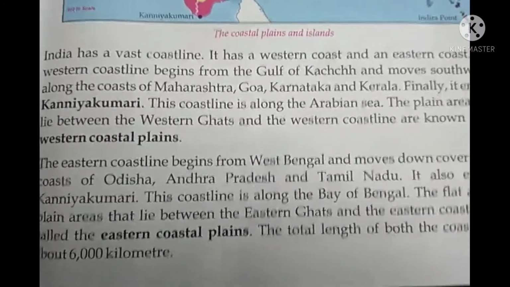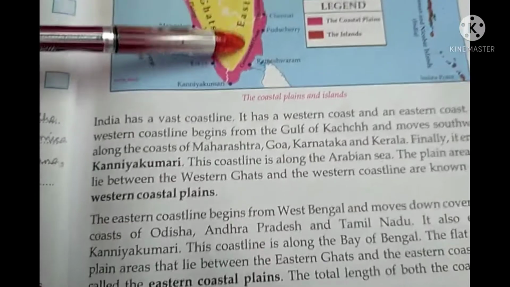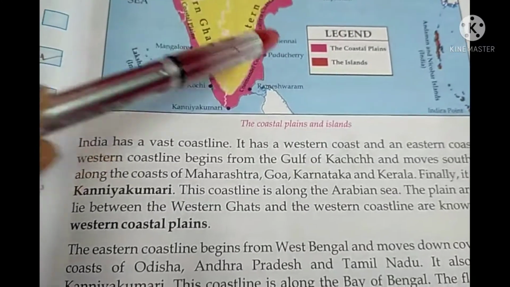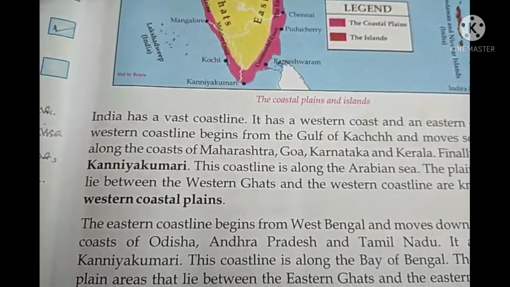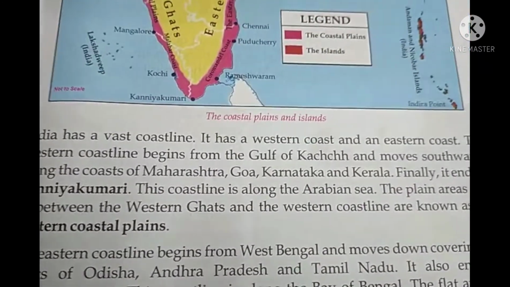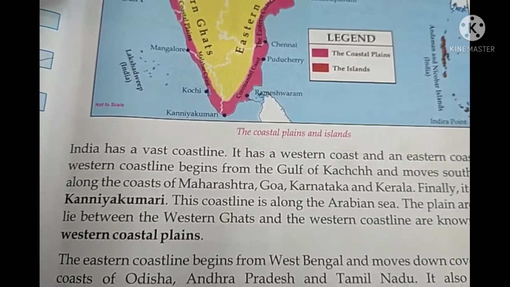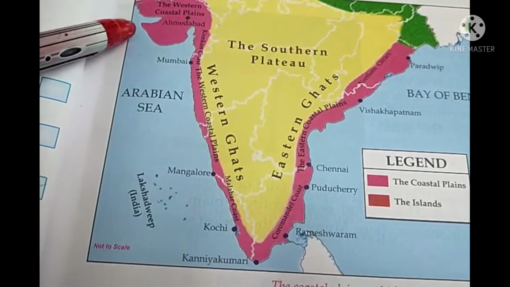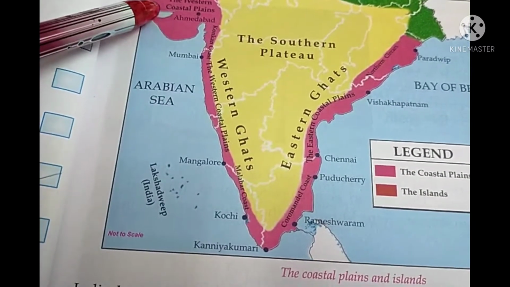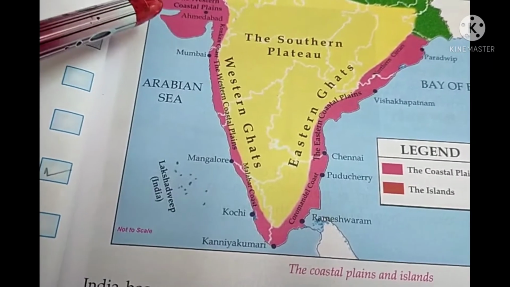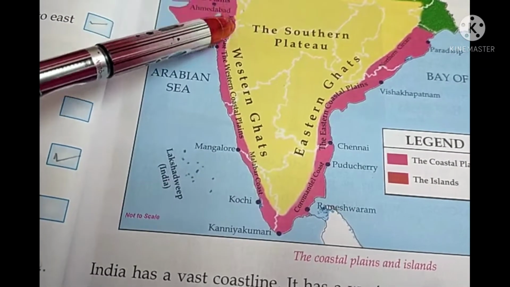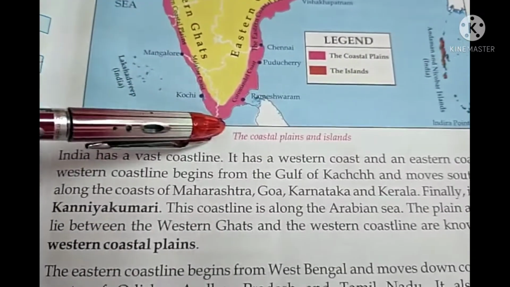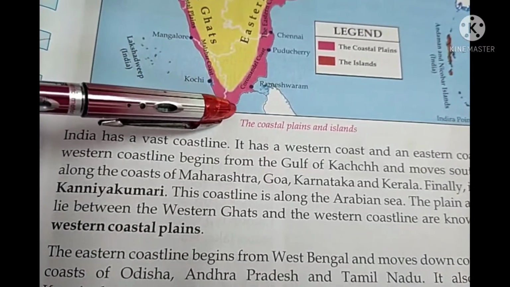India has a vast coastline. Coastline means coastal area near the sea. It has a western coast and the eastern coast. Western coastline begins from Gulf of Kutch and moves southwards along the coasts of Maharashtra, Goa, Karnataka and Kerala. That means here is your Gulf of Kutch. Gulf is the sea part which is surrounded by land. So it starts from Gulf of Kutch, then it moves to Maharashtra, Goa, then Karnataka and then Kerala. Finally it ends at Kanyakumari.